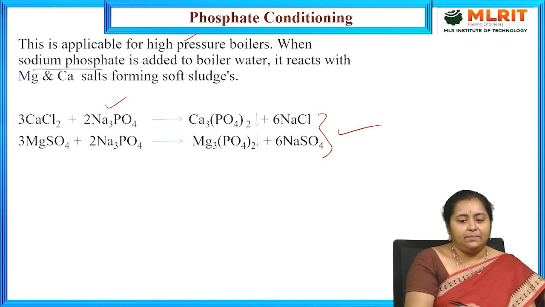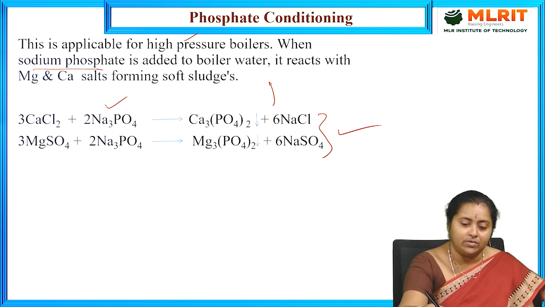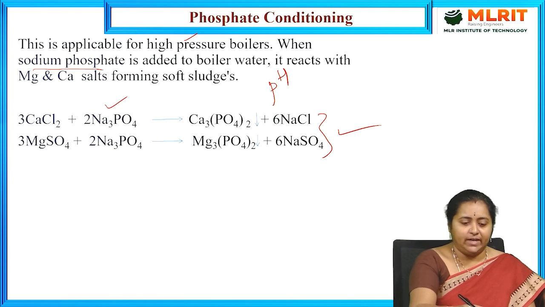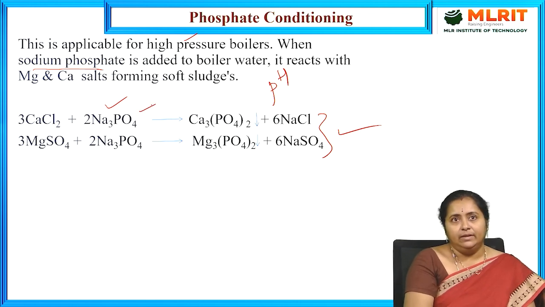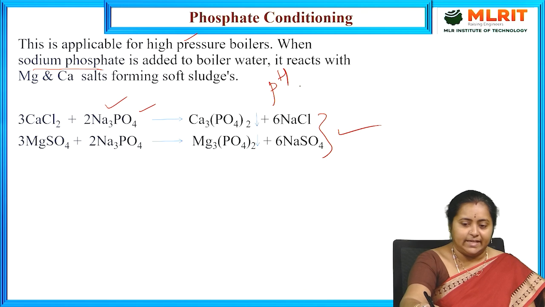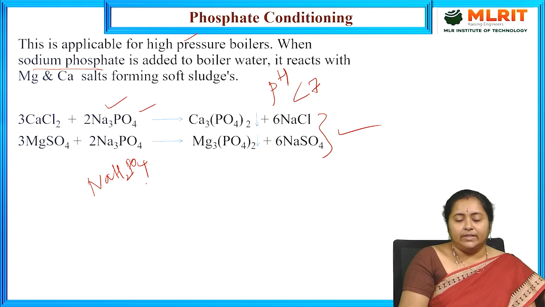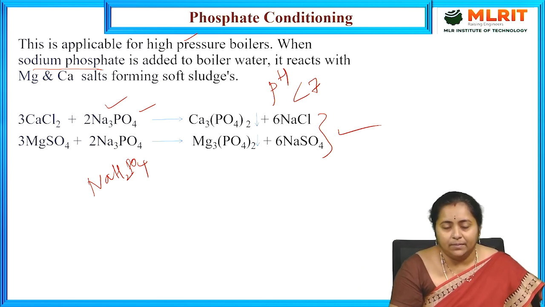So this can be done for boilers which are working under high pressure conditions, and also based on pH we can adopt this addition of trisodium phosphate. If it is basic in nature, directly we can add trisodium phosphate, Na3PO4. If the pH is less than 7, that means it is acidic in nature, then we have to add sodium dihydrogen phosphate, NaH2PO4. This can be added, and then it will convert into the corresponding soluble complex which can be removed by blow-down operation.